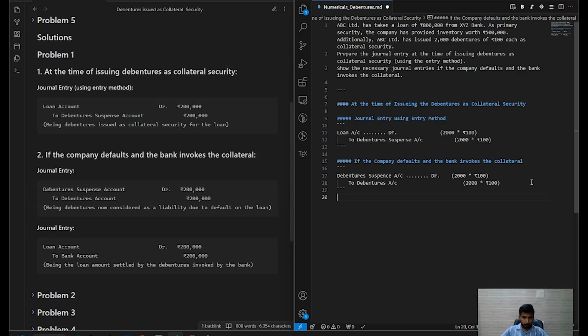After that, loan account debit to bank account, and the entry will be the same.